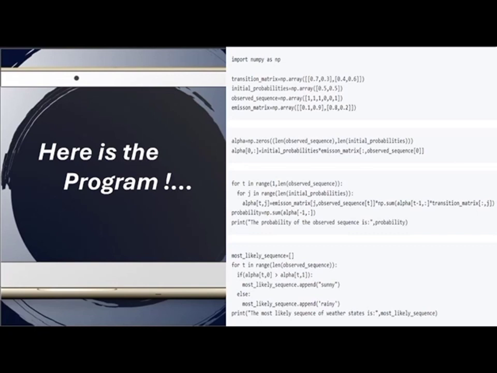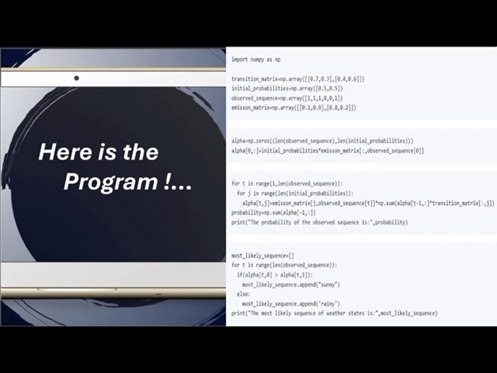Second thing, we need to calculate the forward probabilities. The first entry in the alpha matrix is calculated using the initial probabilities multiplied by the emission probability for the first observation. Next, for each subsequent time step, the forward probabilities are calculated based on the previous forward probabilities, emission probabilities, and the transition probabilities. Third thing, we need to calculate the probability of the observed sequence. The probability of the observed sequence is the sum of the forward probabilities for the last time step, which represents the total probability of all paths that lead to the observed sequence.